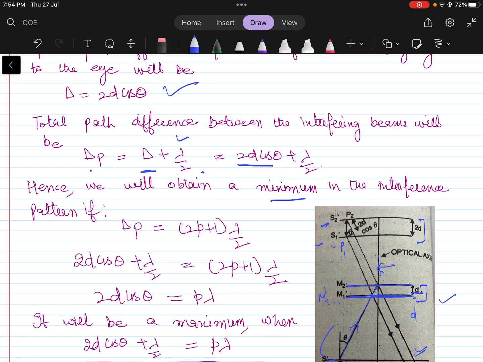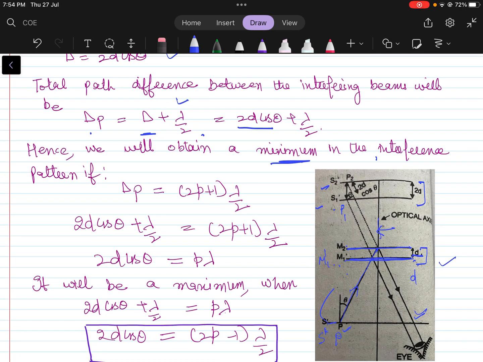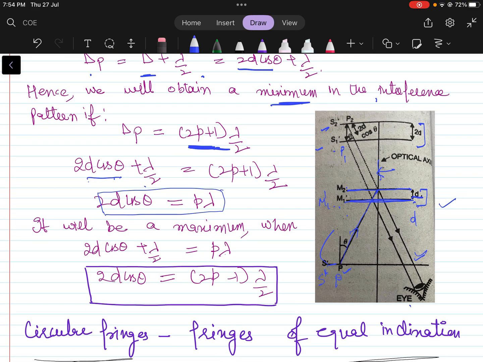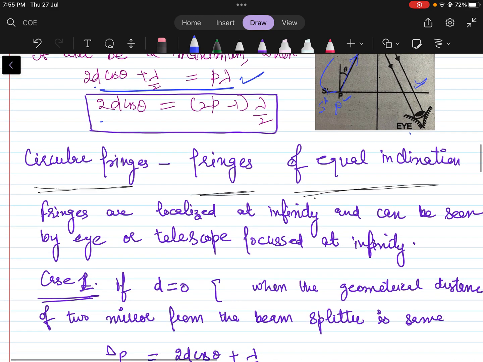Hence we will obtain a minimum in the interference pattern. For a minimum, delta p is equal to (2p plus 1) lambda by 2, so 2d cos theta plus lambda by 2 is equal to (2p plus 1) lambda by 2. From this, 2d cos theta is equal to p lambda. And when there is a maximum, 2d cos theta plus lambda by 2 is equal to p lambda, then 2d cos theta is equal to (2p minus 1) lambda by 2. Then these are the circular fringes.